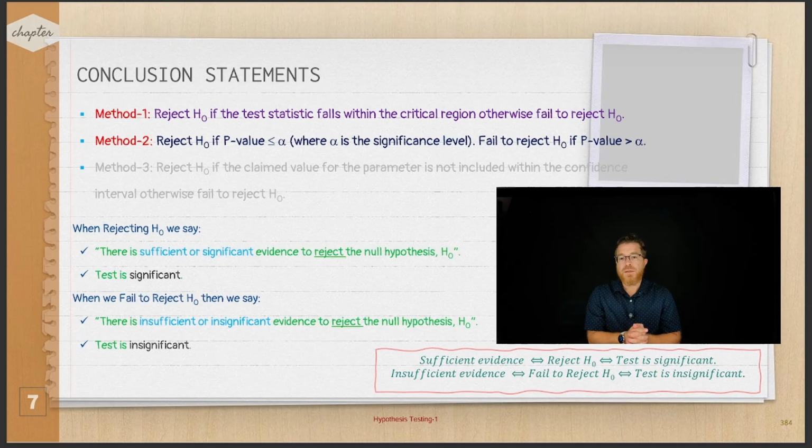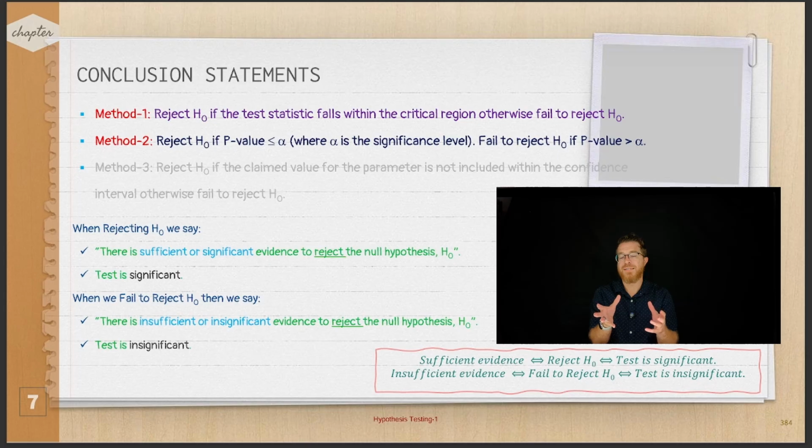Our second method was looking at the p-value. If we have a p-value that is less than or equal to alpha, we have enough evidence to reject the null hypothesis. If our p-value is greater than alpha, we have insufficient evidence to reject our null hypothesis. And then the third method is if we have a confidence interval and our value falls inside the confidence interval, then we fail to reject the null hypothesis. If it falls outside of the confidence interval, then we have enough evidence to reject the null hypothesis. But again, be careful, because if you're doing a 1-tailed test, there's a lot of places this can go wrong. If it's a 2-tailed test, it's analogous to doing the critical region method.